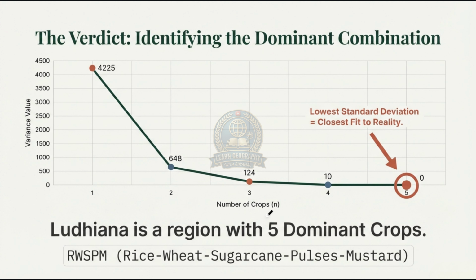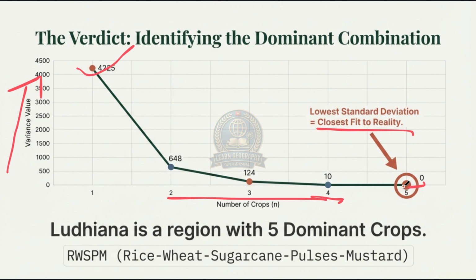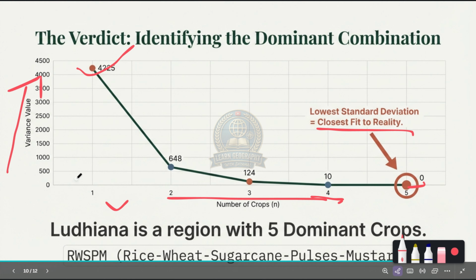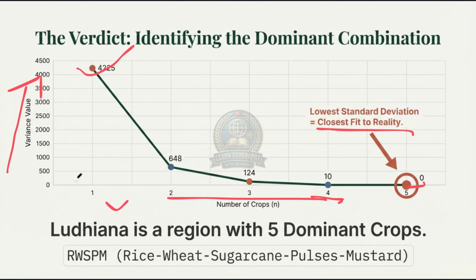This is the graph. It shows the number of crops and this line shows the variance value from 0 to 4,500. This is the highest peak point and this is the lowest standard deviation, that is the closest fit to reality, 5. Ludhiana is a region with 5 dominant crops, that means RWSPM: rice, wheat, sugarcane, pulses and mustard. Okay, this is the concluding point of this whole work. Case study: rice, wheat, sugarcane, pulses and mustard are the most dominant crops in Ludhiana district.